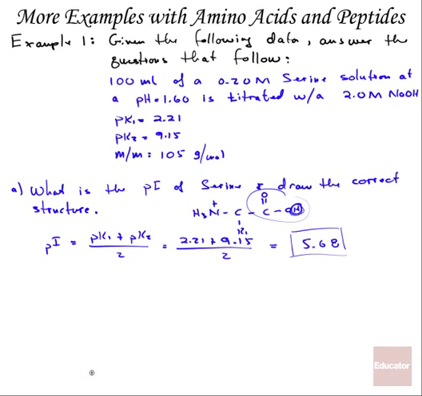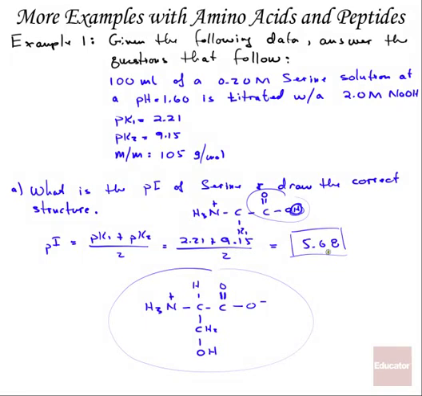Now let's go ahead and draw the structure of serine. So we've got the N, we have C, and we have C. We have our ionized carboxyl group. We have this one, which is not ionized. Let me make my carbonyl carbon a little bit better here. And then we have the H, and then of course we have CH2 and OH. This is our structure at 5.68. That's it.